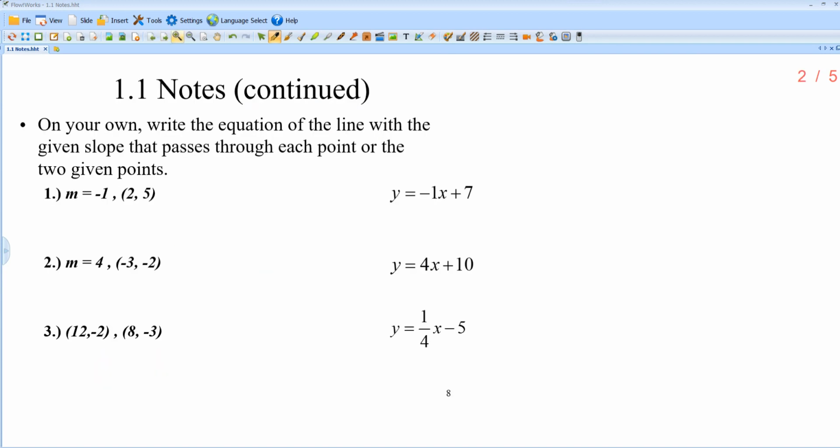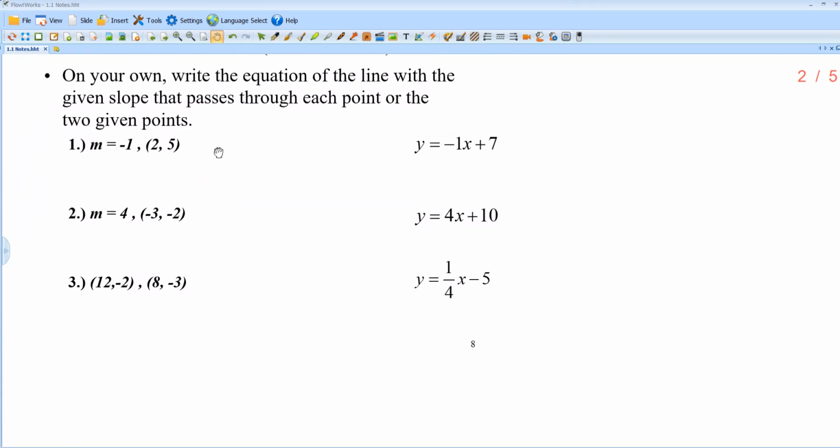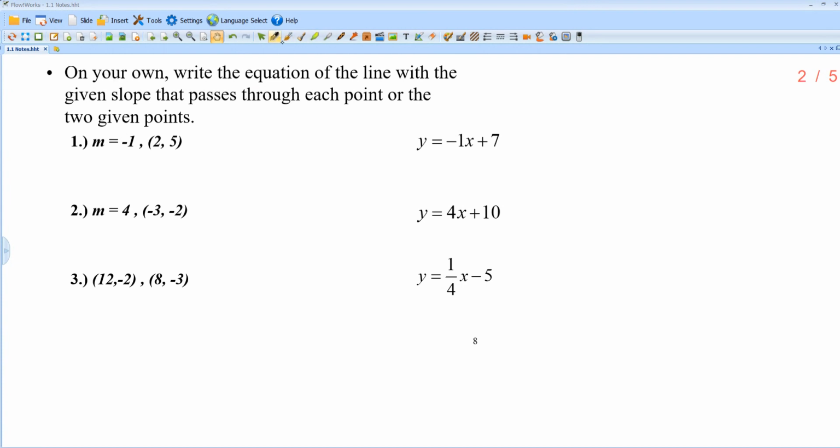All right. So moving along, again, you're going to have to go find the slide. I'm also going to go find the slide. What you can see over here on the right is that I do actually have the answers already given. That's not typical, but for here it is. On your own, again, I'm going to do it with you anyways, write the equation of the line with the given slope that passes through each point, or two given points in this case.